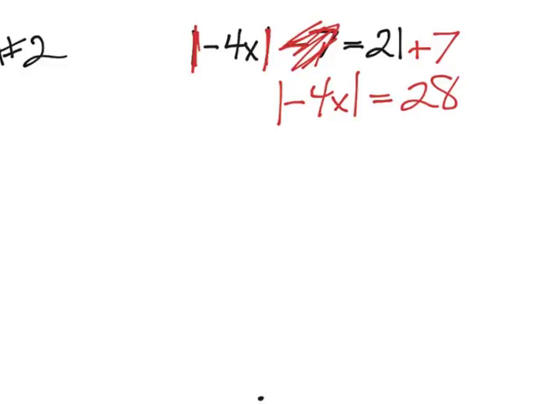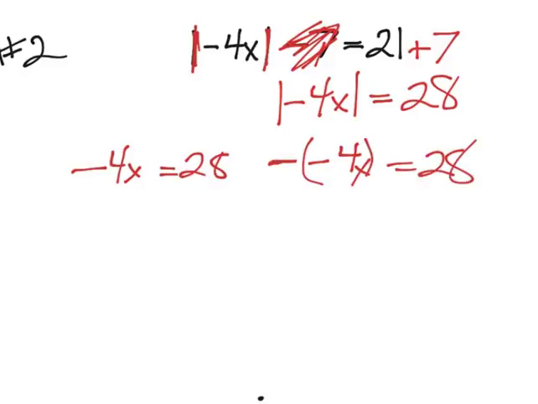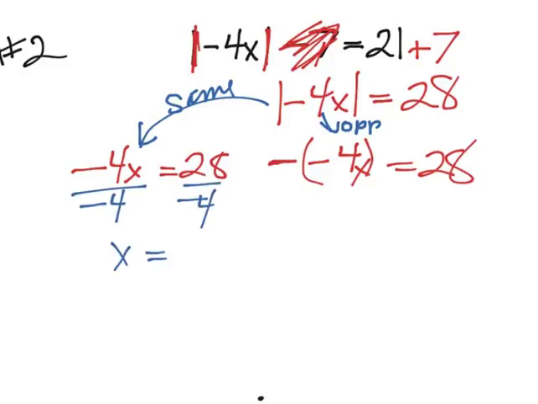And we decided that it could be either positive or negative on the inside. So I have -4x equals 28. That's what I have. I'm looking at that, okay? And I also know that I can make the negative of that equals 28, because it can be the same and it can be the opposite. Again, it can be the same and it can be the opposite. Right? So -4x, what do I do? Divide by -4, divide by -4, x equals -7.